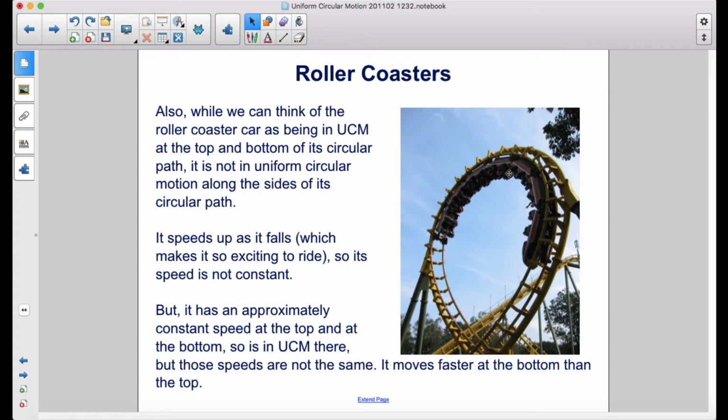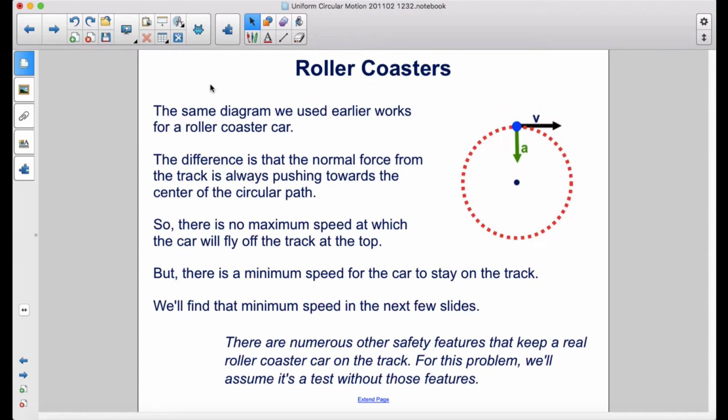But those speeds are not the same. It moves faster at the bottom than at the top. The same diagram we used earlier works for a roller coaster car. The difference is that the normal force from the track is always pushing towards the center of the circular path, so there is no maximum speed at which the car will fly off the track at the top. But there is a minimum speed for the car to stay on the track. We'll find that minimum speed in the next few slides.